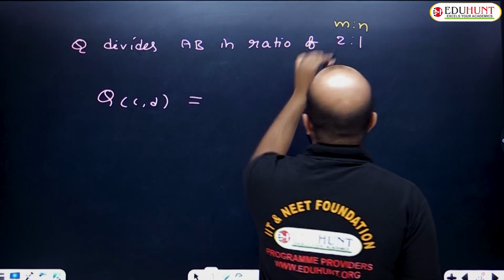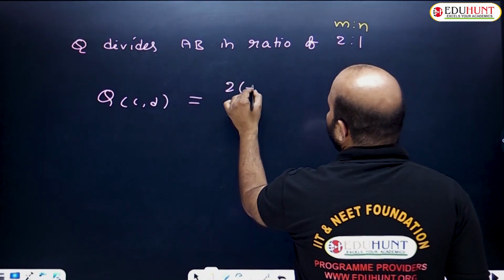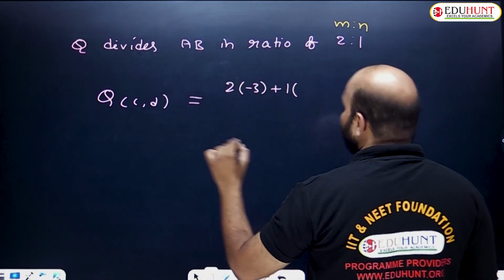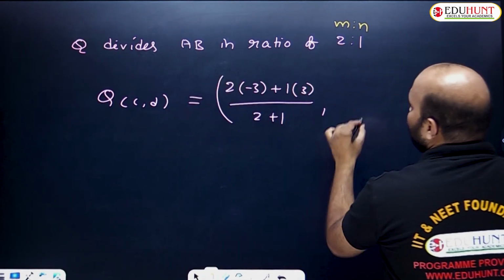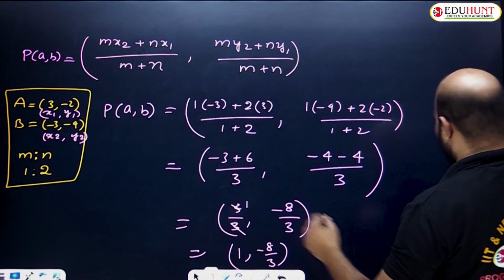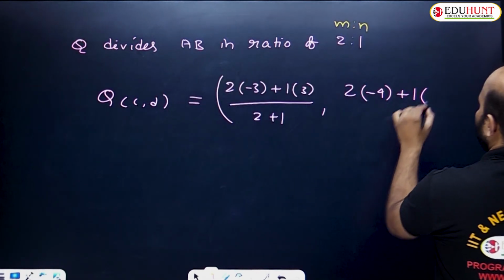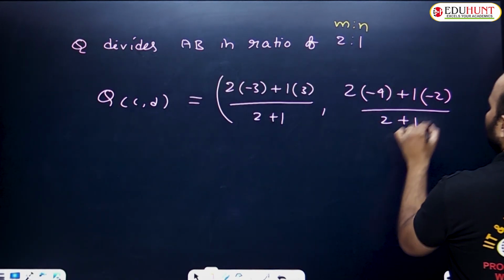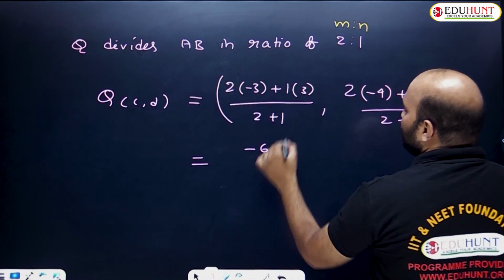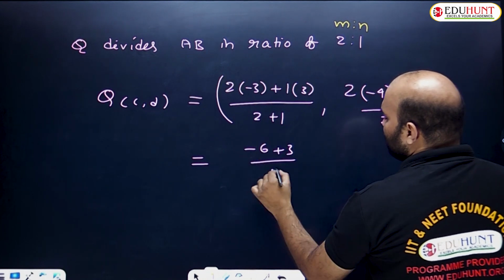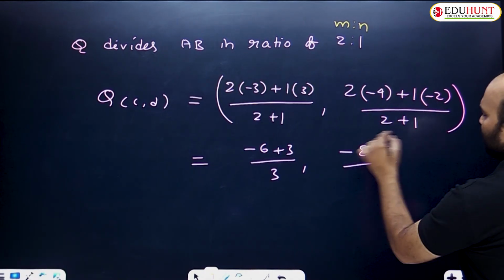Q, C comma D equals, what is the section formula? What is the m value here? 2 into x2. So what is the x2 value? -3 plus n, x1 is 3, whole by m plus n, 2 plus 1. So the second one is m y2. What is the y2 value? -4 plus n, 1 into y1 is -2, whole by m plus n. Am I clear? So therefore, 2 into -3 is -6 plus 1 into 3 by 2 plus 1, 3, comma, here 2 into -4 is -8, 1 into -2 is -2, by 2 plus 1, 3.